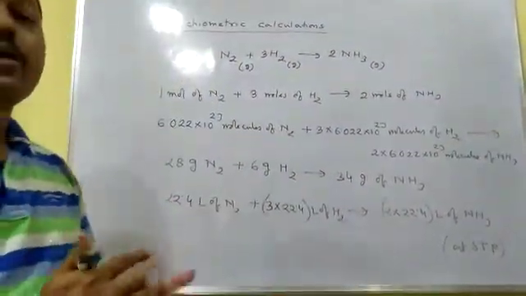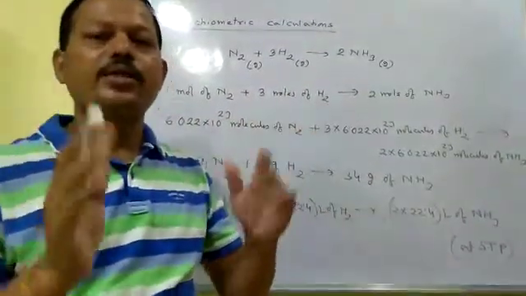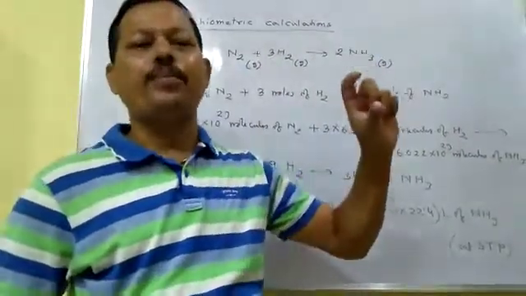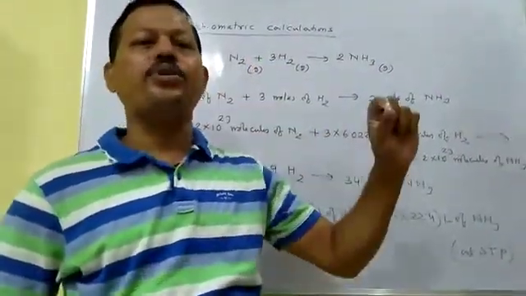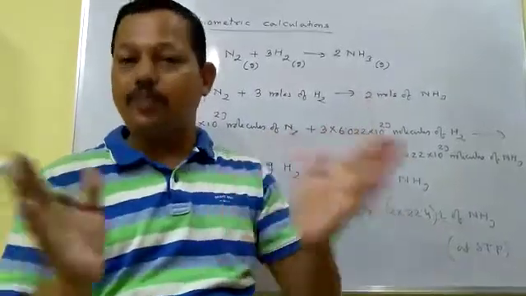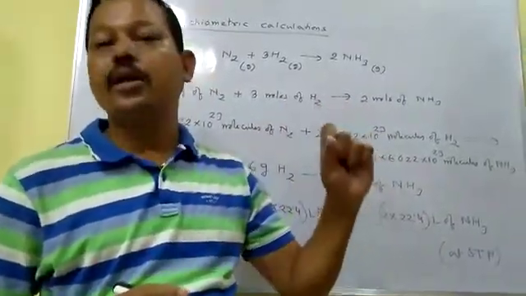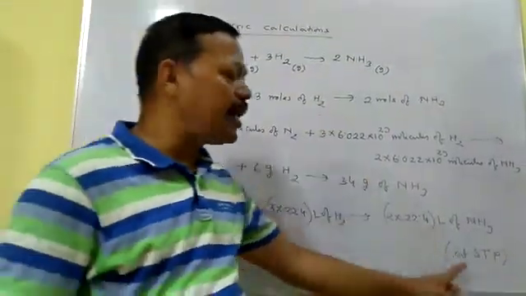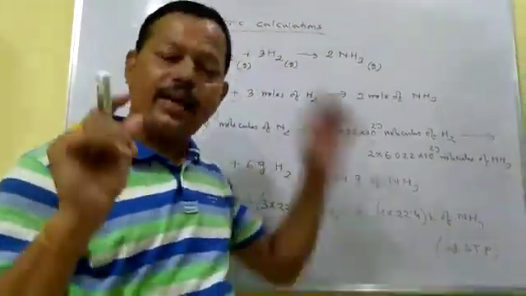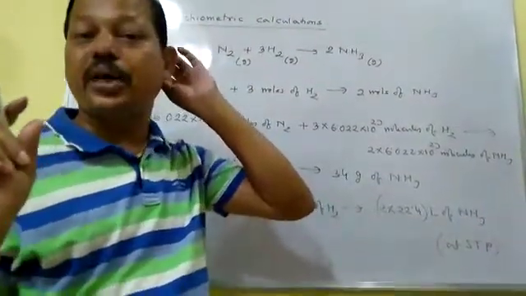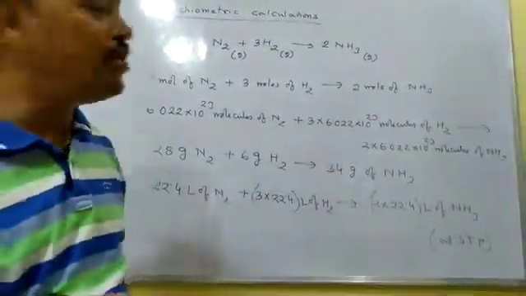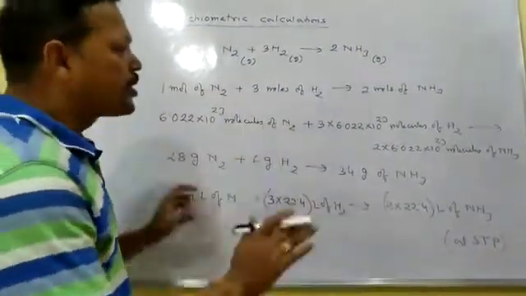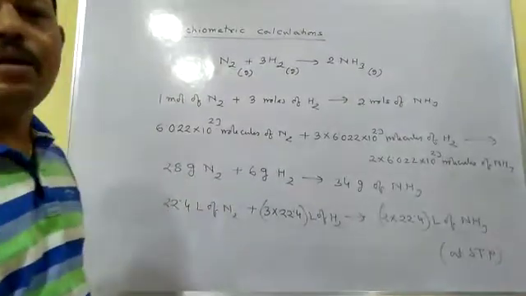So like this way, from a balanced chemical reaction, you will get the idea about their number of moles. Then you will get the idea about their number of molecules. You will get the idea about their masses, how much gram is involved. You will get the idea about their volume also. But the volume concept you can apply only when the reaction is carried out at STP condition. I mean, at standard temperature and pressure, the reaction should be carried out. Then you can apply this 22.4 liter concept. So these are the informations which you will get from a balanced chemical reaction.